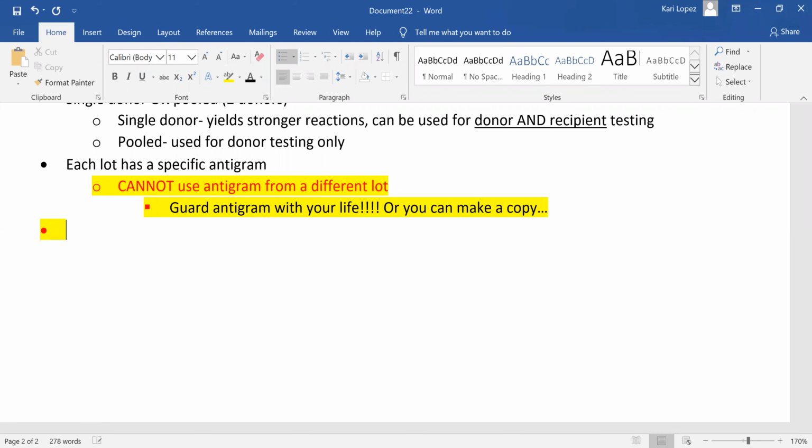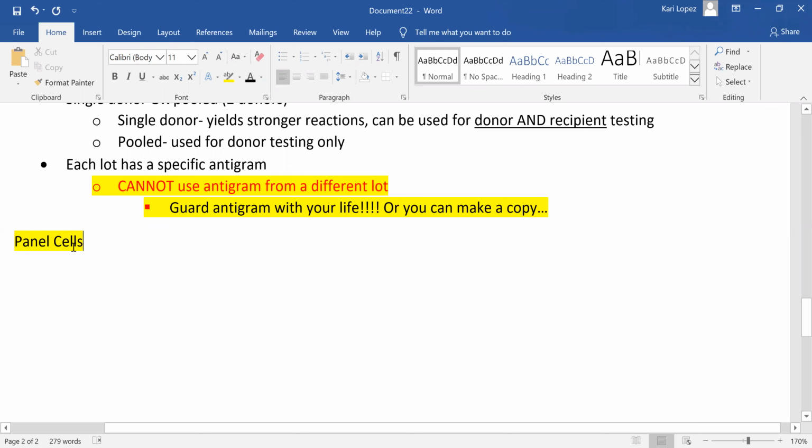Now, our next one is your panel cell. And again, your panel cells are going to be the same as your screening cells, but 10 plus vials are used to identify antibodies on a deeper level.